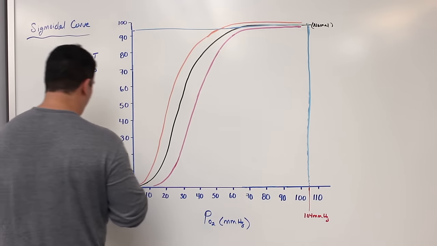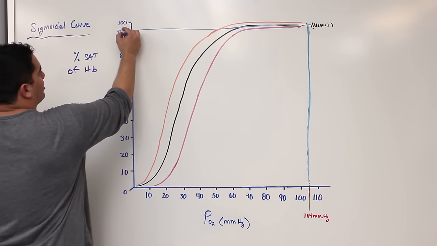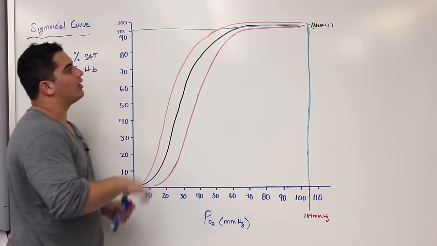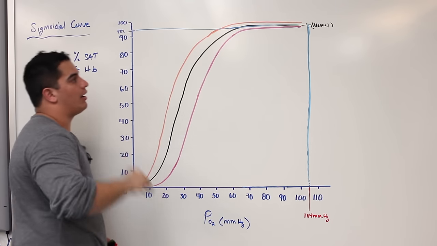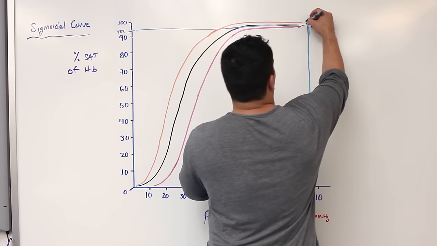Now, if we were to be really specific, it should fall right around 98%. Obviously, it looks like 95, but in the lungs, it should be 97, 98% saturated. Okay, so this is going to be where? This is in the lungs. Okay, so let's write that right over here. So this is going to be in the lungs.